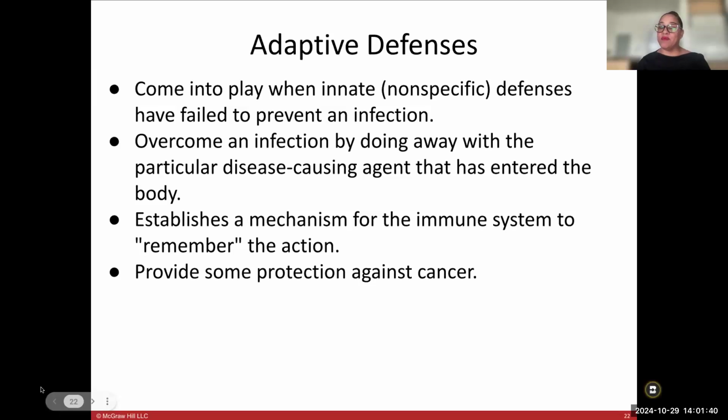Adaptive defenses come into play when innate or nonspecific defenses, like the skin and the chemicals, have failed to prevent an infection. They overcome an infection by doing away with the particular disease-causing agent that has entered the body. They establish a mechanism for the immune system to remember the action. They provide some protection against cancer.